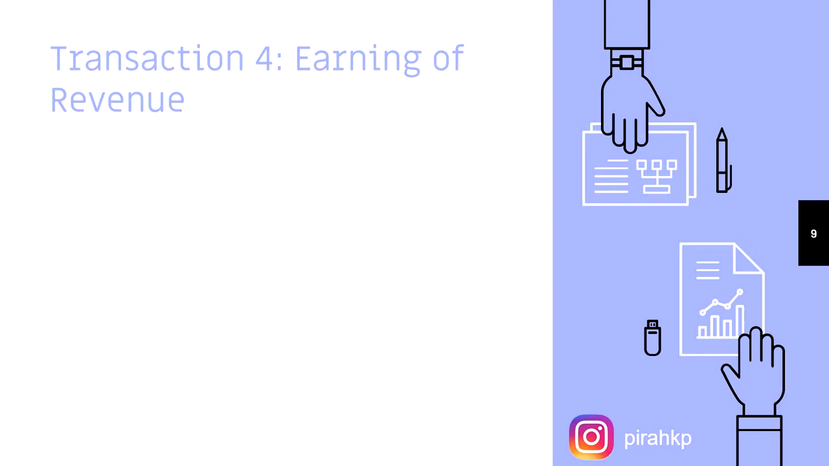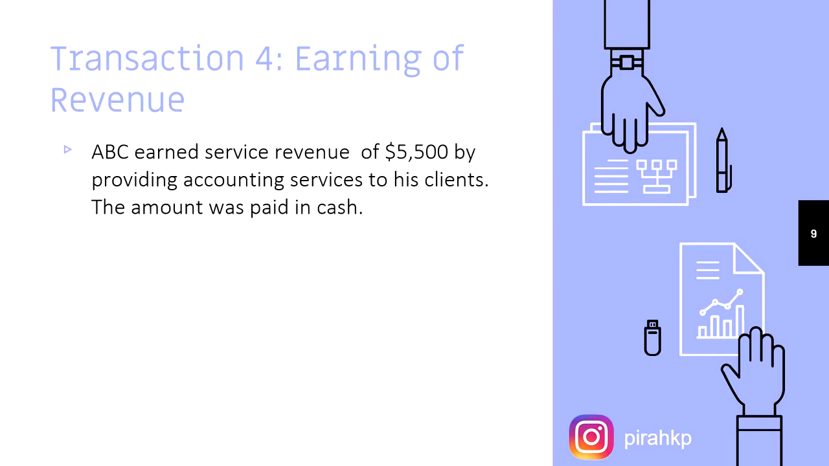Next is transaction 4, earning of revenue. ABC earned service revenue of $5,500 by providing accounting services to his clients. The amount was paid in cash. Now the person has told you that ABC earned revenue, okay, of how much? $5,500. What he did doesn't matter for accounting, okay? Obviously it has to be legal, but what he did, who cares? And the amount was paid in cash.